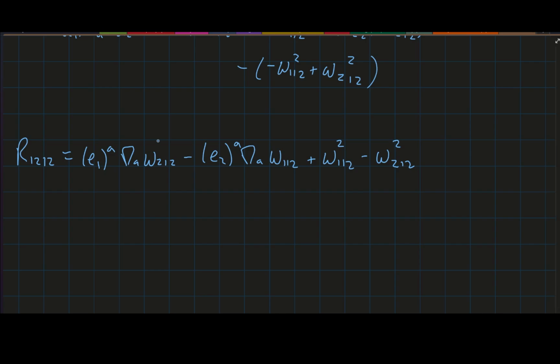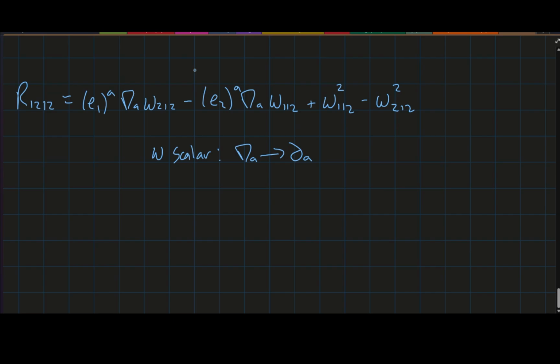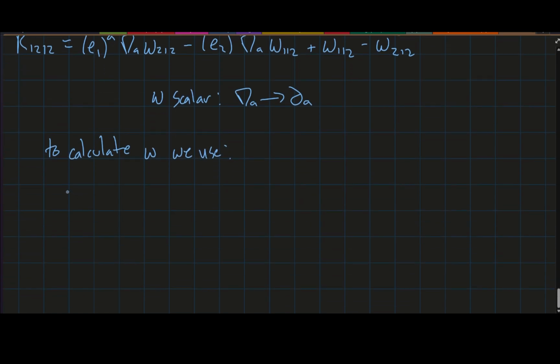Okay, so now it remains to calculate the omegas that we're going to use. One thing we can say is that the omegas are a scalar. So I'd like to write that a little better, which means that our covariant derivatives can become normal derivatives. So I'll just write that down to remember, but also to calculate, use this equation right out of Wald. I can't remember what the equation number is for this, but it's in that section.